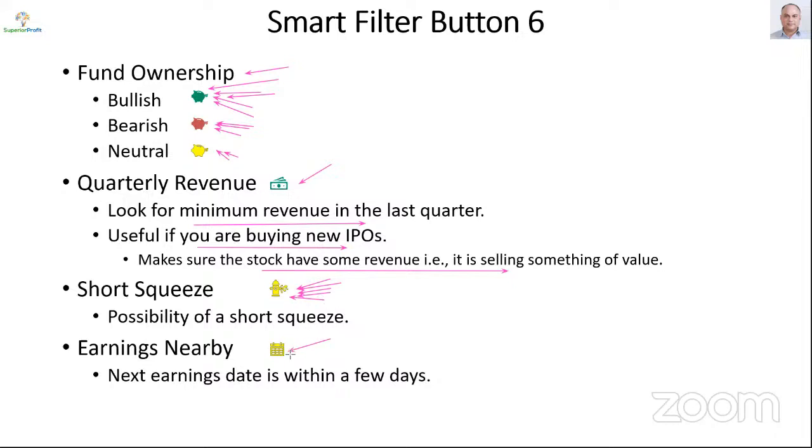Earnings nearby filter, it's important to look at a stock's earnings date before buying. If it is too close to earnings, we don't like to buy. For swing trading, we don't like to buy stocks just before earnings, but options trades are possible, and some options trades rely on the earnings period, like iron condor trades. So you are able to look for them using the earnings nearby smart filter.